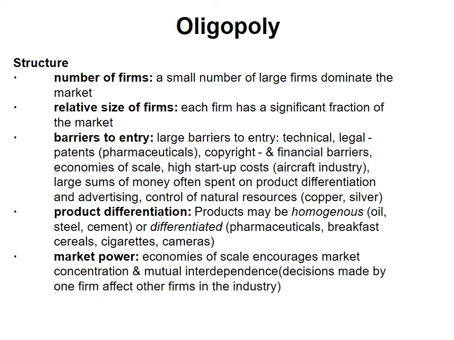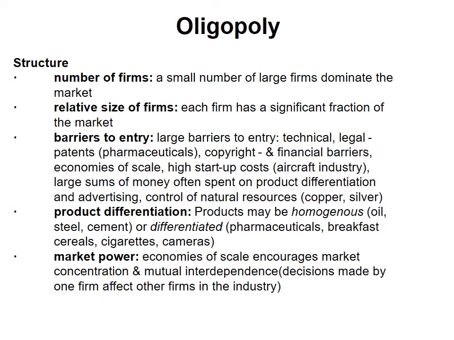So the number of firms, as I said, a small number of large firms dominate the market. Doesn't mean that we can't have some small players as well. Each firm has a significant fraction of the market. I'm talking about the dominant firms. Barriers to entry are large. They could be technical, legal, copyright. It could be because of high startup costs, like the aircraft industry, product differentiation, advertising, control of natural resources, and so on. Products can be homogeneous, such as oil, steel, cement, or differentiated, pharmaceuticals, the breakfast cereals that you just looked at, cigarettes, and so on. Market power: we have economies of scale, which encourages market concentration.